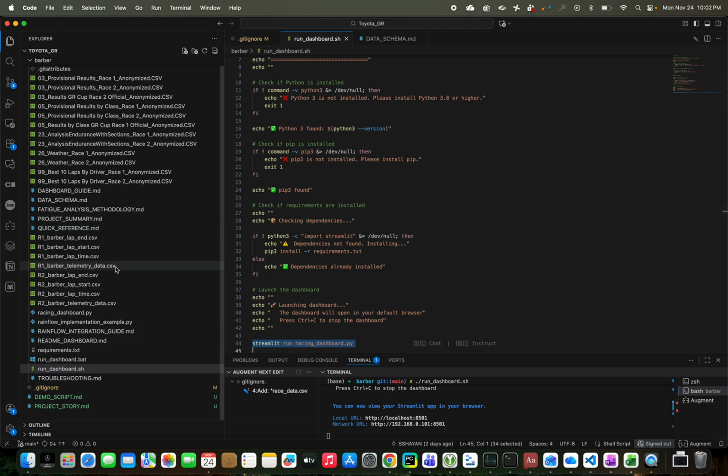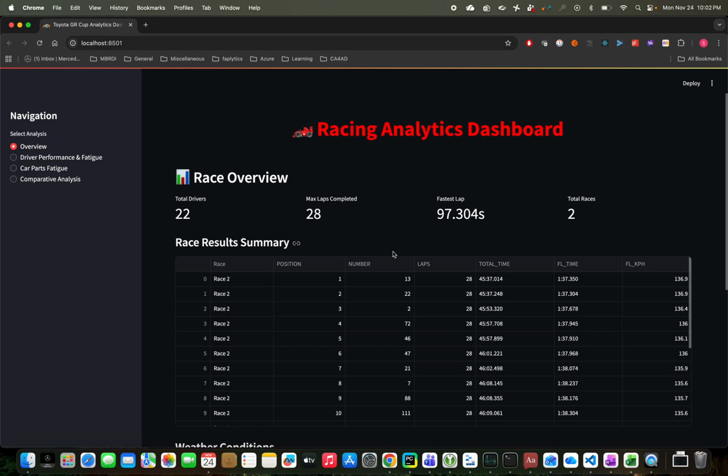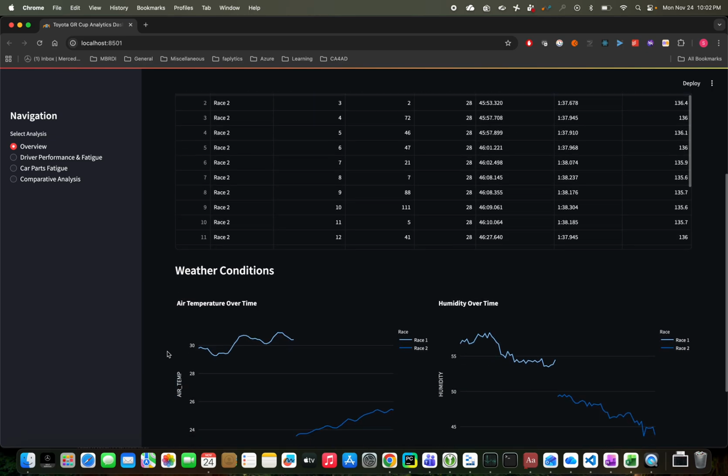This is the project space that I have, and this is the overview dashboard. In this overview dashboard, we have the total number of drivers, how many laps have been completed, what is the fastest lap, and how many races have been noted down. And here, this is the result summary. At the bottom we have the weather chart which shows temperature tracking and humidity throughout the race. These are critical factors that affect the performance and driver comfort.